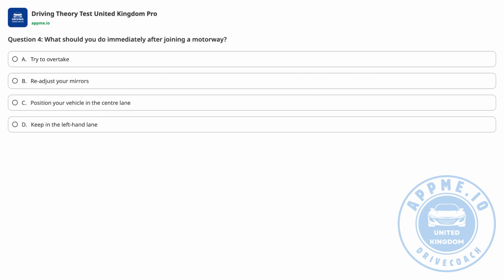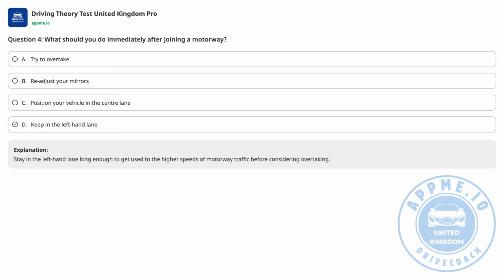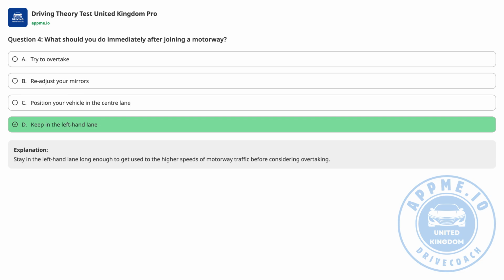Question 4. What should you do immediately after joining a motorway? A. Try to overtake. B. Readjust your mirrors. C. Position your vehicle in the center lane. D. Keep in the left-hand lane. The correct answer is D.